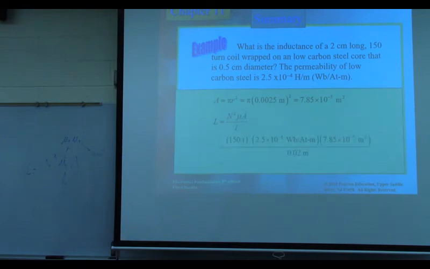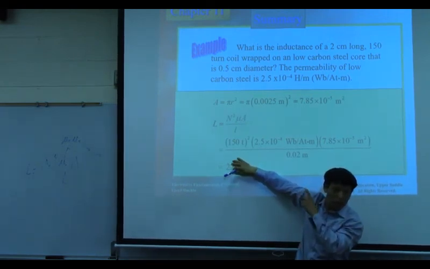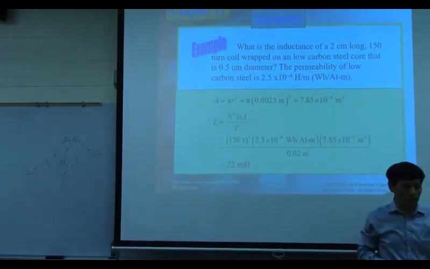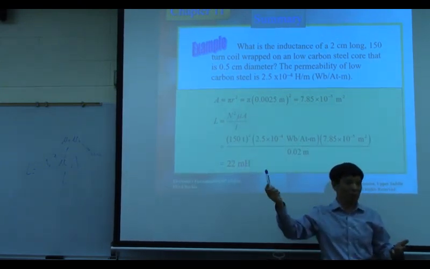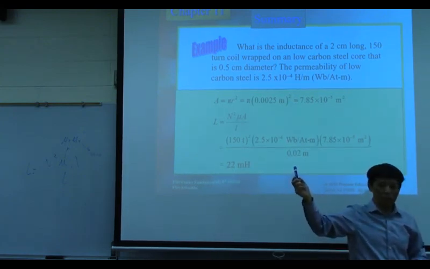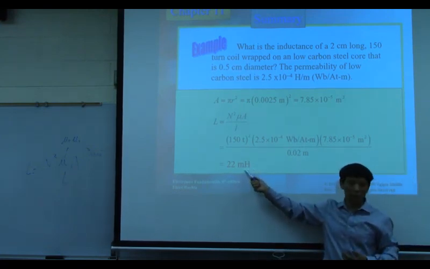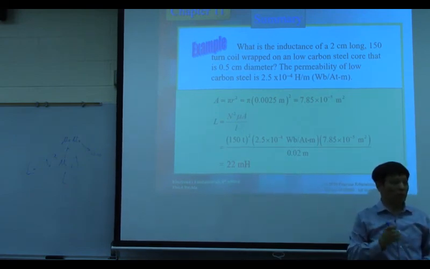Right. So we plug in all the numbers here and calculate the result. What is the unit? The unit of the inductance is Henry, H, but this looks like 0 point something small. Then you convert this into milli Henry. Make sense? Yeah. A typical value for inductance is in the unit of milli Henry, mH. What's the typical value for the capacitance?